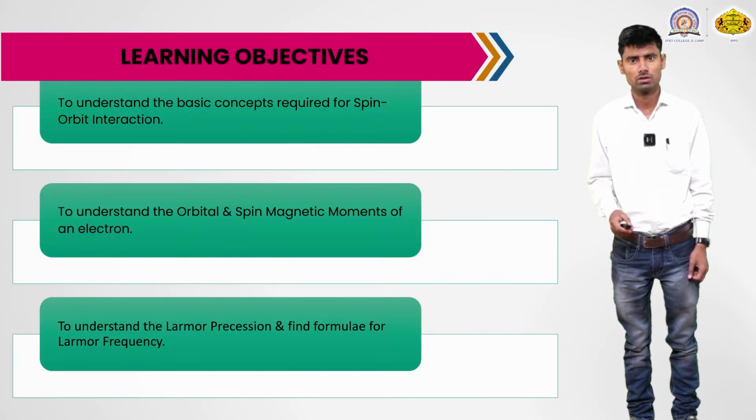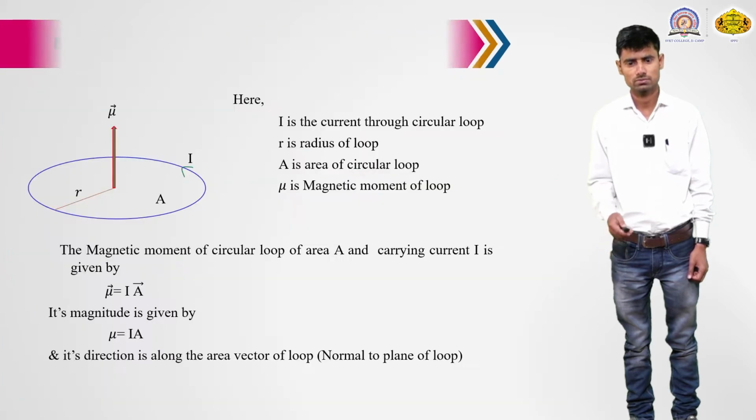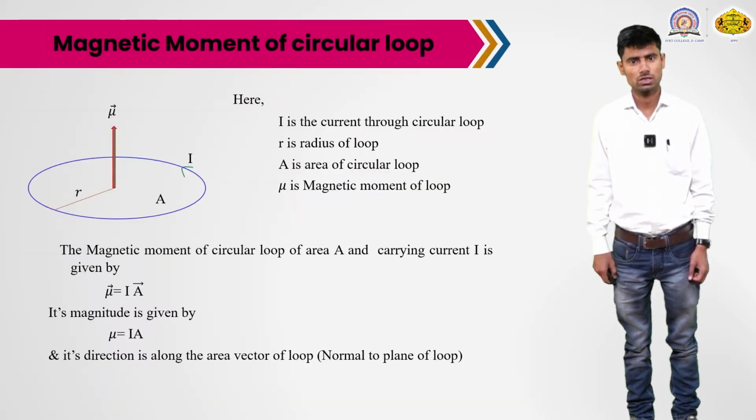In today's lecture, our learning objectives will be to understand the basic concepts required for spin-orbit interaction and to understand the orbital and spin magnetic moments of an electron. Also to understand the Larmor precession and to find the formula for Larmor frequency. So let's start with magnetic moment.